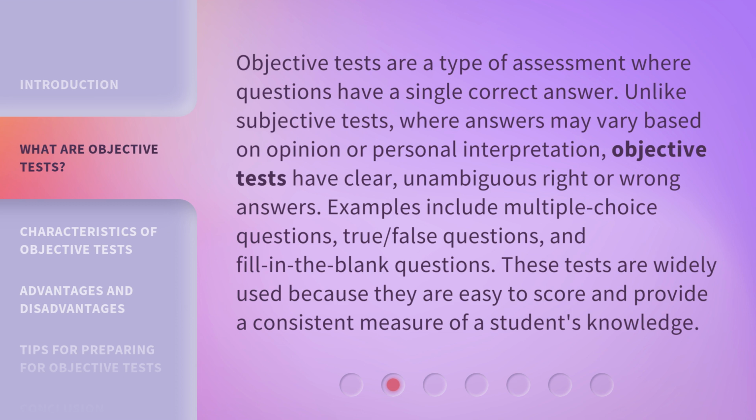Objective tests are a type of assessment where questions have a single correct answer. Unlike subjective tests, where answers may vary based on opinion or personal interpretation, objective tests have clear, unambiguous right or wrong answers. Examples include multiple-choice questions, true-false questions, and fill-in-the-blank questions. These tests are widely used because they are easy to score and provide a consistent measure of a student's knowledge.